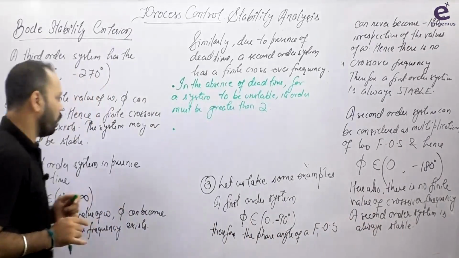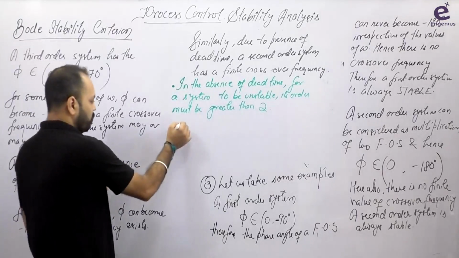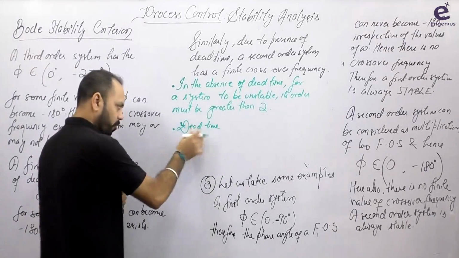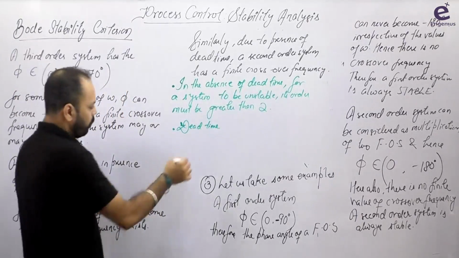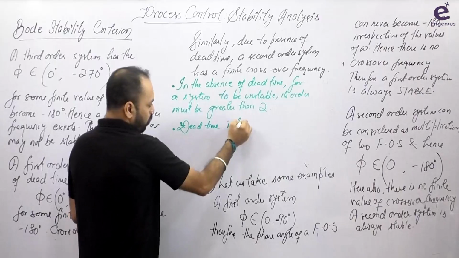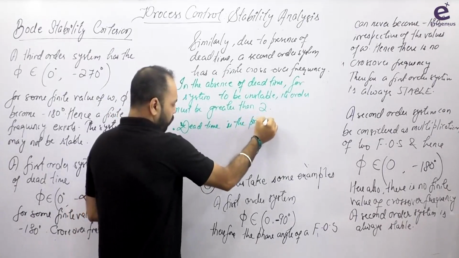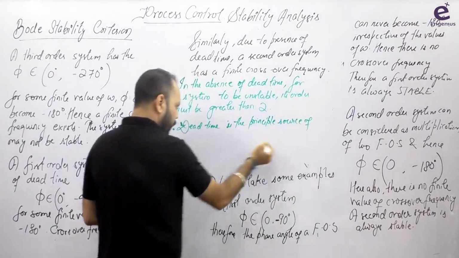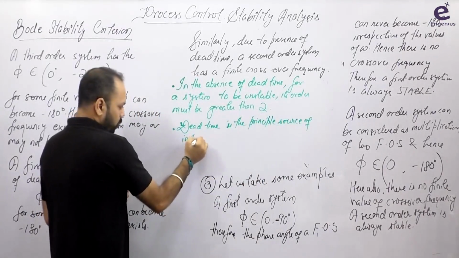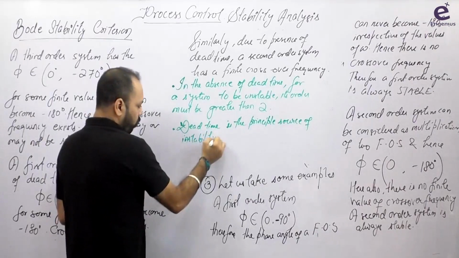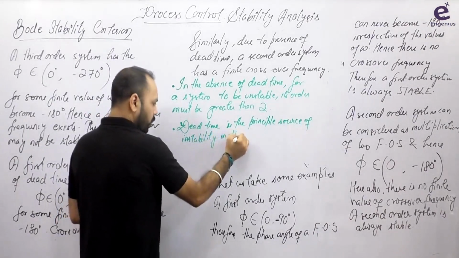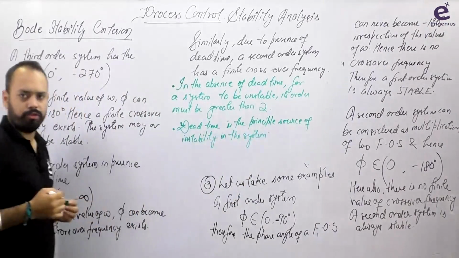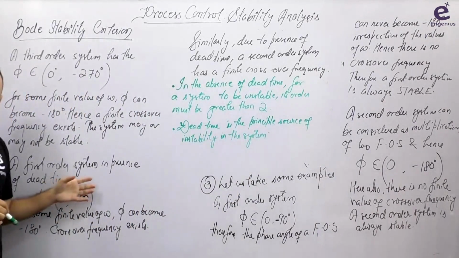So, can I write one more line? That dead time, this is also a line I am taking from Stephanopoulos: dead time is the principal source of instability in the system. Chalega na? I can blame the presence of dead time for the system becoming unstable.